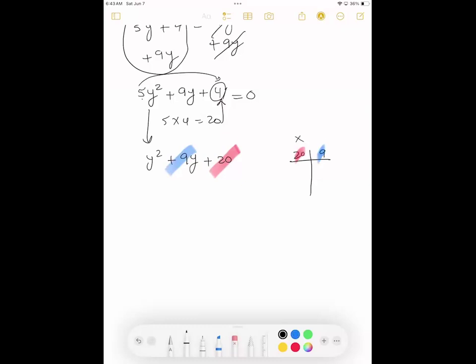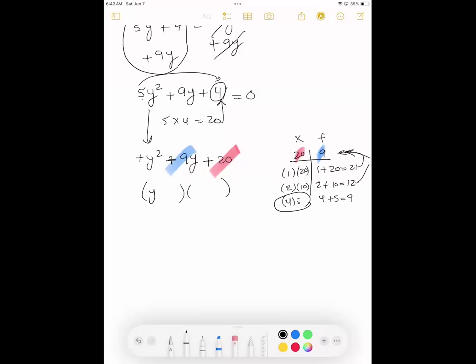And they're all positive. This is positive, this is positive, and this is positive. So I know the factors must be positive. Two numbers to multiply to get 20: 1 times 20 is 20, but when I add them, I get 21, not 9. How about 2 times 10? 2 and 10 is 12, not 9. How about 4 times 5? 4 and 5 is 9, so 4 and 5 are the factors.